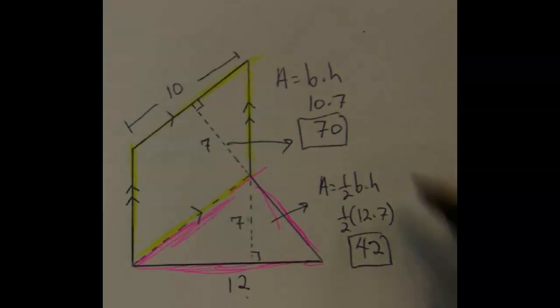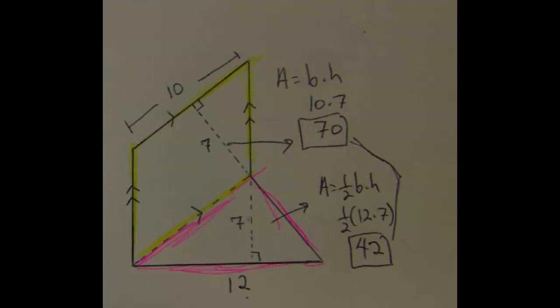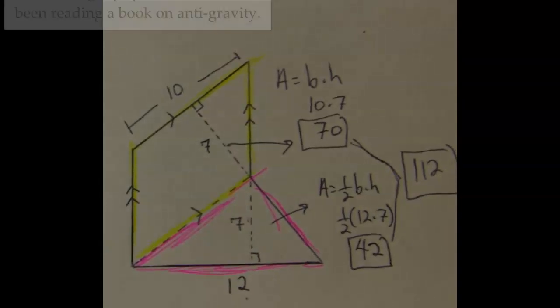That's not our final answer because remember we want the composite, so we are going to find the total area of these two. You simply add 70 plus 42 and you get 112 units squared. And that would be your composite for this shape.